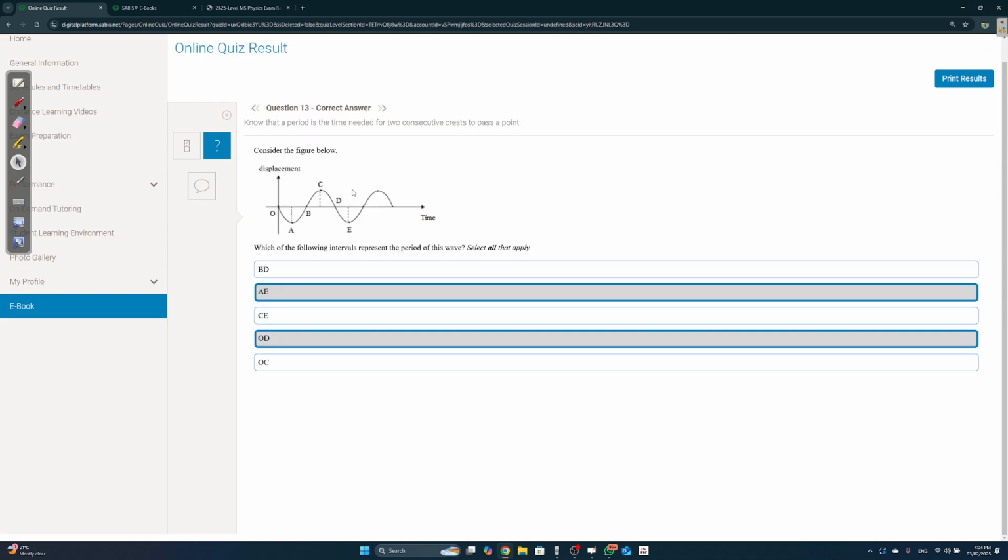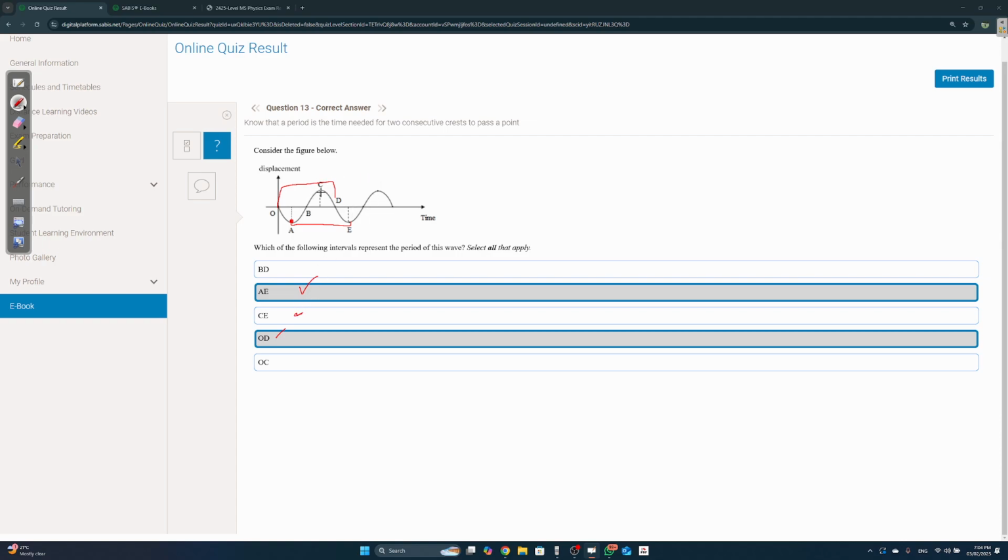Question 13. Which of the following intervals represent the period of this wave? Period is the time taken for one oscillation. So obviously you can say from O until D, right? Can you say BD, from here to here? No, obviously not. Can you say AE? What's AE? From trough to another trough. Obviously, that's completely fine. I told you, you can go from trough to trough or crest to crest.